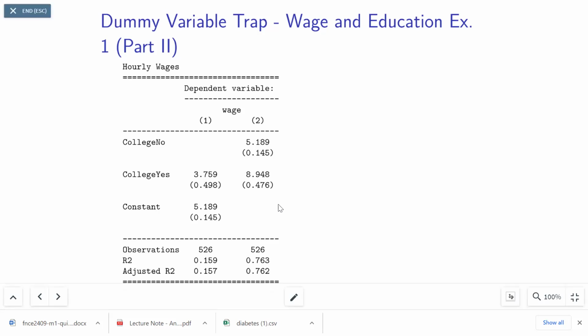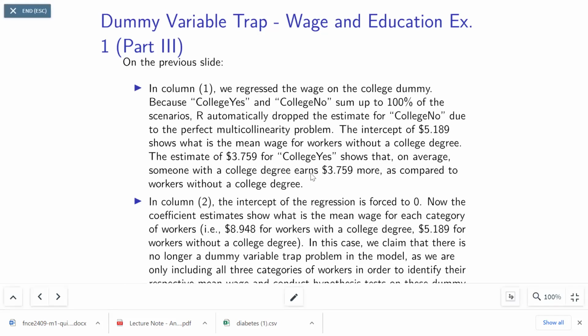Additionally, when you force the intercept of a regression to 0, when there is a dummy variable trap problem in the model, then we say that this model no longer has a dummy variable trap problem. Because in doing this, you are trying to show the mean wage for each category of workers on purpose by design. This slide summarizes what I just said in the previous slide.